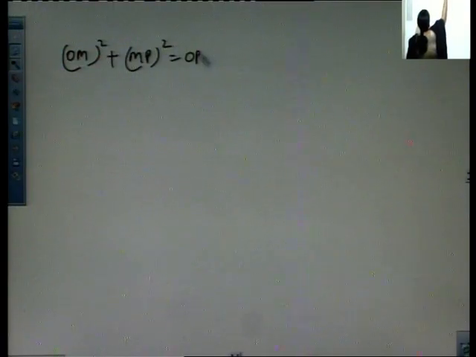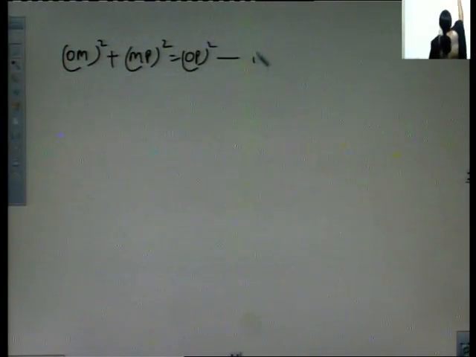Now, next, first of all, this relation OM square plus MP square is equal to OP square, this is 1.